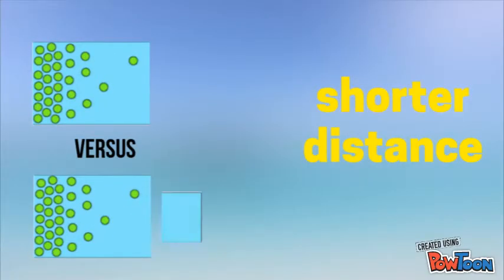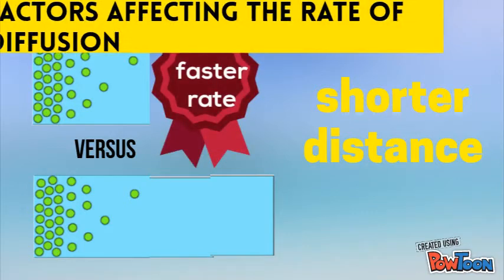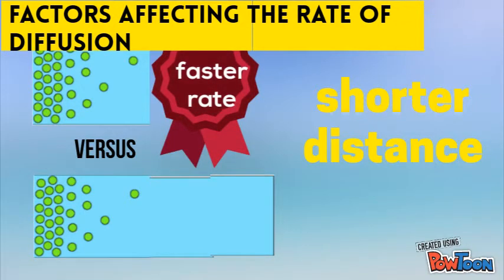Besides the three factors that we just mentioned, a shorter diffusion distance can also increase the rate of diffusion. Because the particles will take less time to travel down the concentration gradient, therefore it will reach no difference in concentration gradient faster, and thus a higher rate of diffusion.